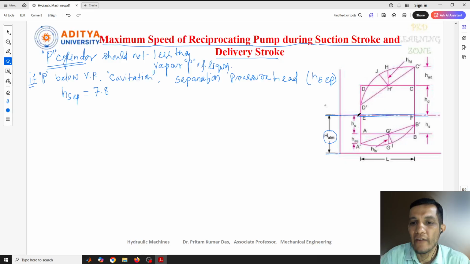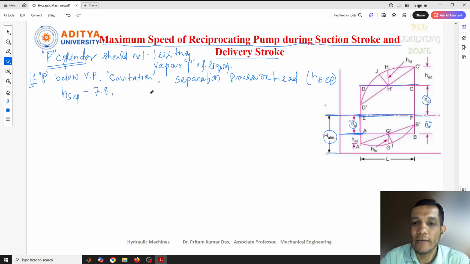Okay, and from this center point of the cylinder to this label, this is the sump label. This is HS, the suction head, and from this to this point, this is your delivery head. That means after here the delivery pipe is there. This is your HD.